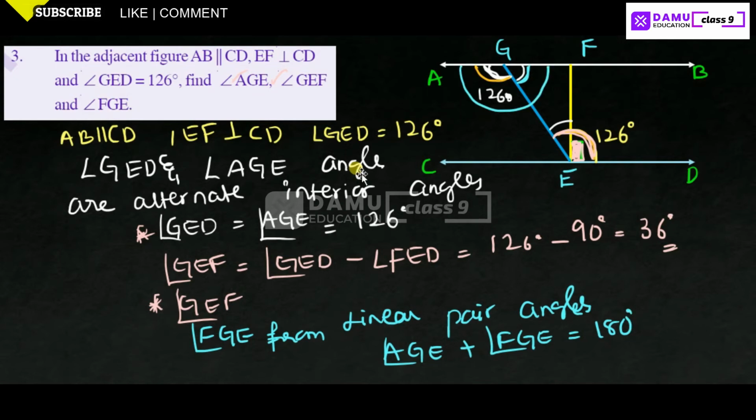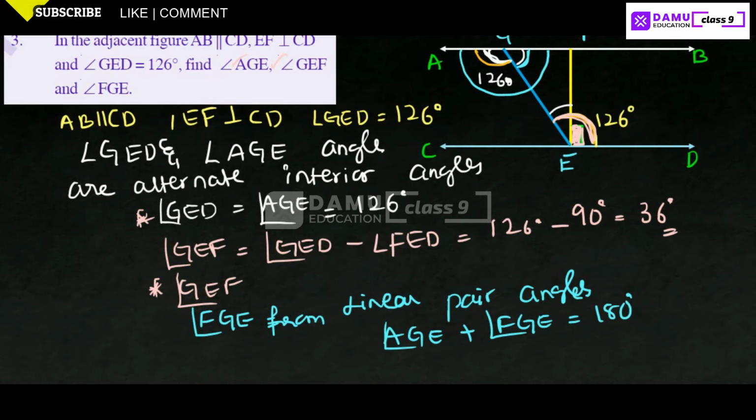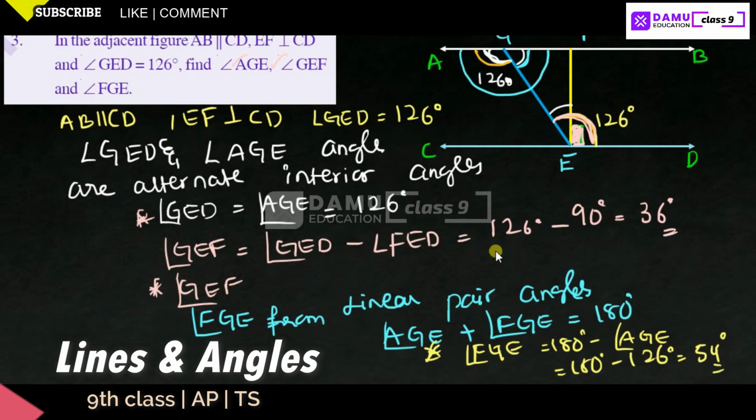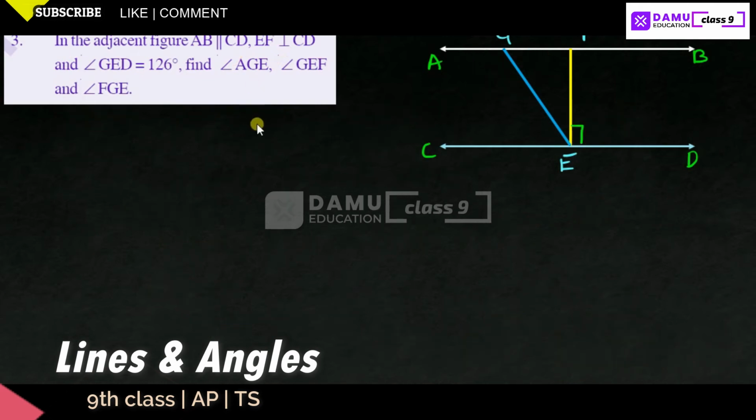So the sum of those two angles, then angle FGE will be equal to 180 minus angle AGE. So what is that? 180 minus 126, since AGE is 126 degrees. Then what you will get? 54 degrees. So we have calculated 54 degrees. Like this we can solve, or you can go with another method.